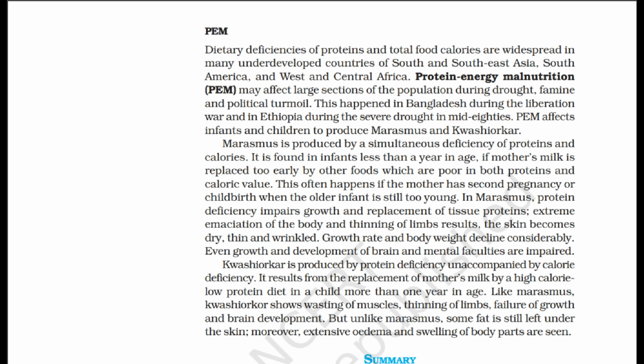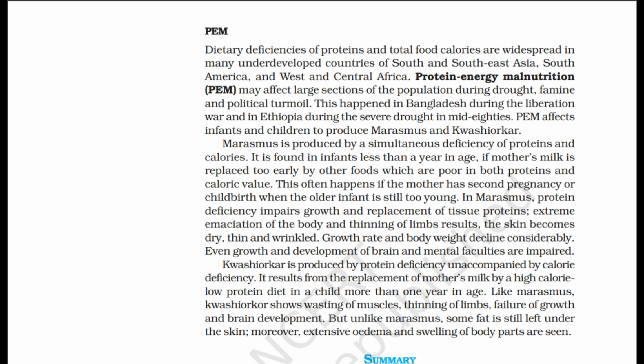In marasmus, protein deficiency impairs growth and replacement of tissue proteins. Extreme emaciation of the body and thinning of limbs results, and the skin becomes dry, thin and wrinkled. Growth rate and body weight decline considerably. Even growth and development of brain and mental faculties are impaired.